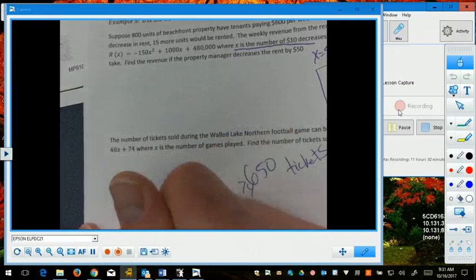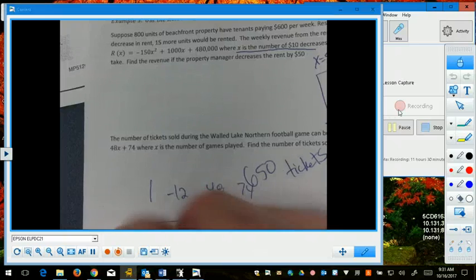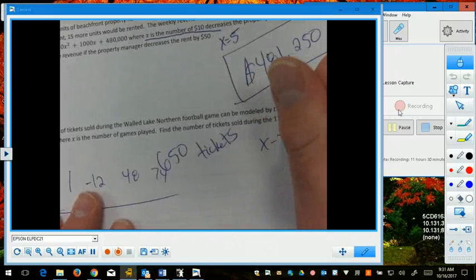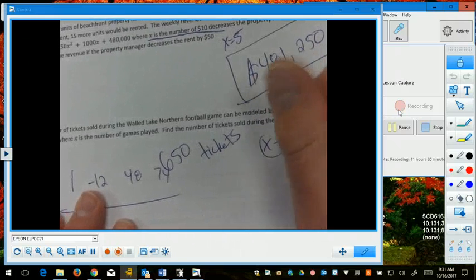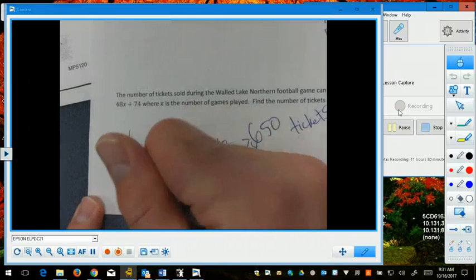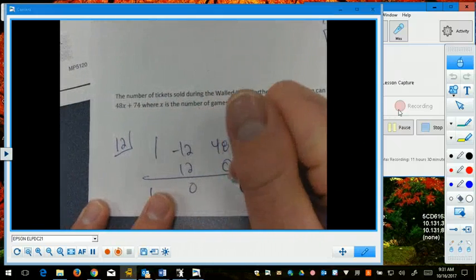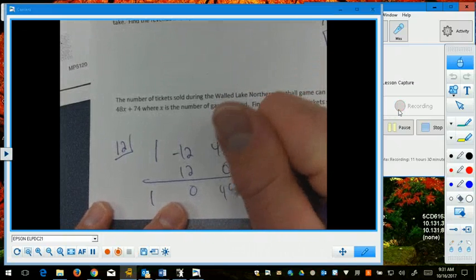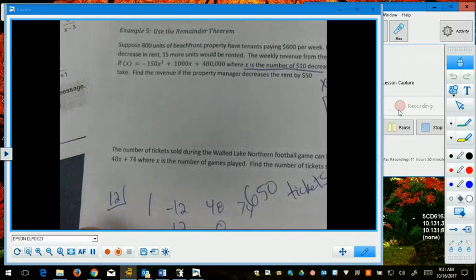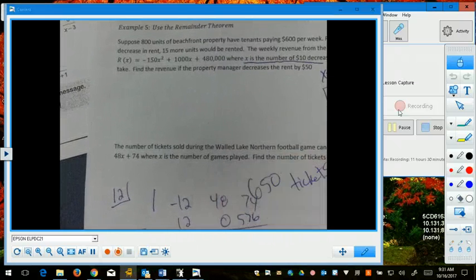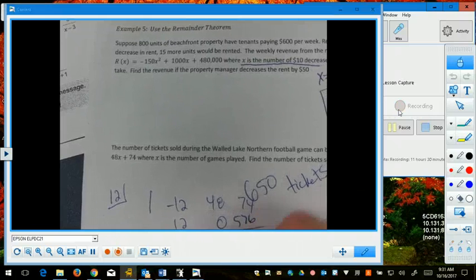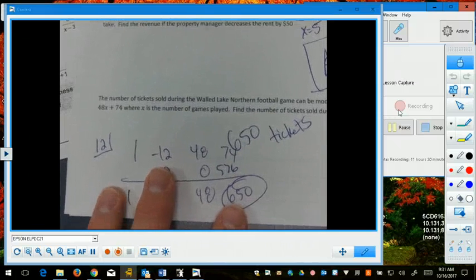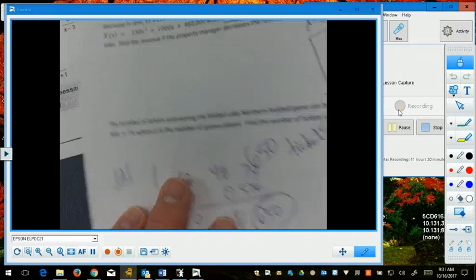You could have said, all right, I want to know about the 12th game, so I'm going to put 12 in. The factor associated with that would be x minus 12, but x is 12 is what we want to check. Bring down our 1, multiply by 12. Wait, I did something wrong. No, I didn't. 12 times 48 is 576. Add them together, 650 is our remainder, and the remainder theorem tells us that that'll be the answer. Any questions on that? All right.